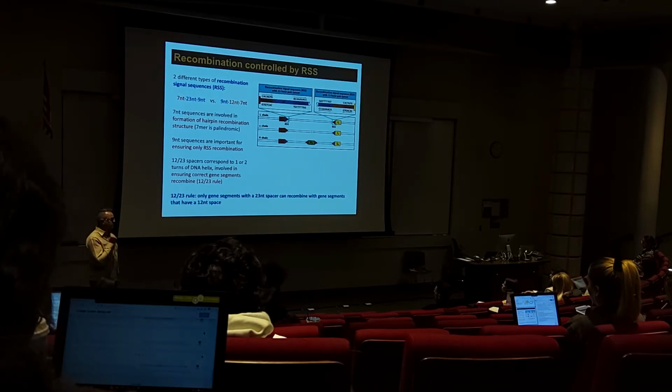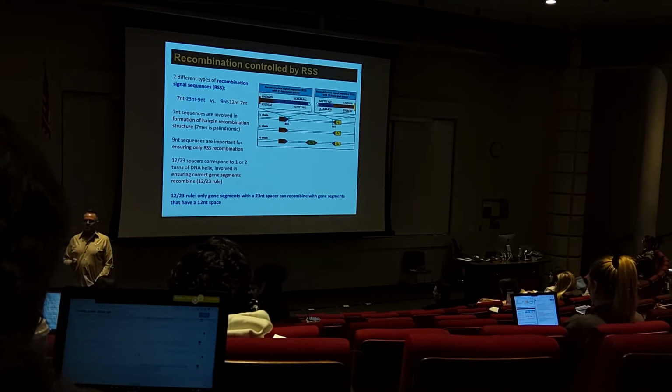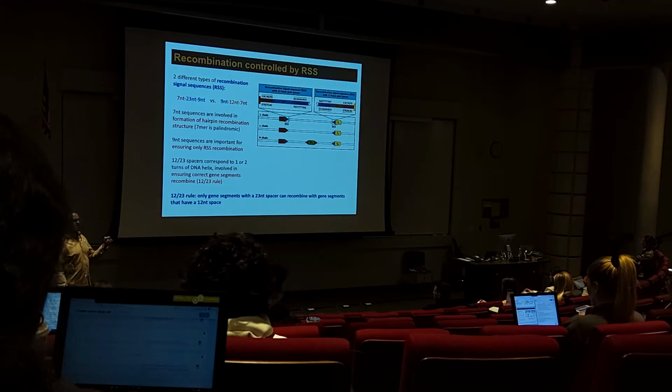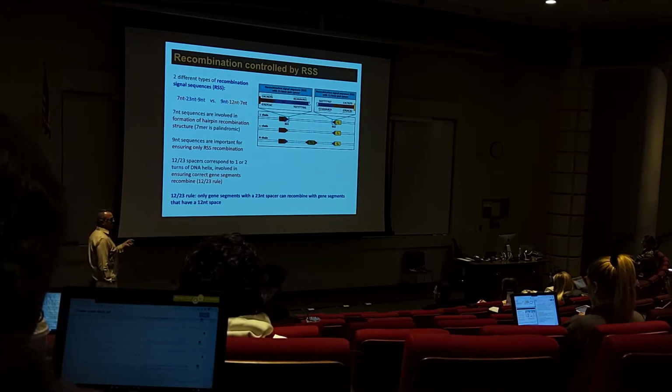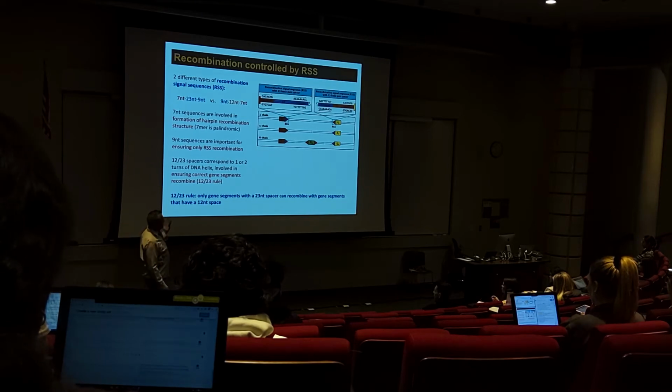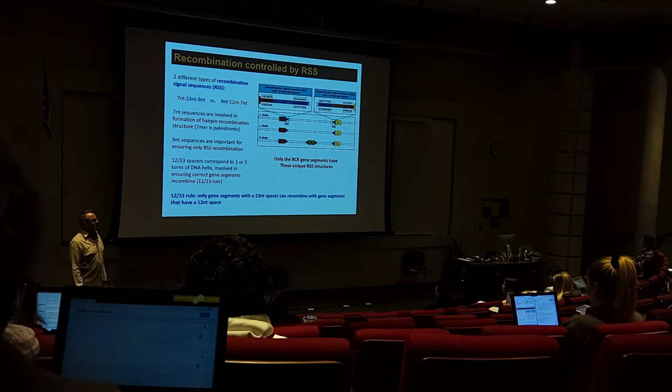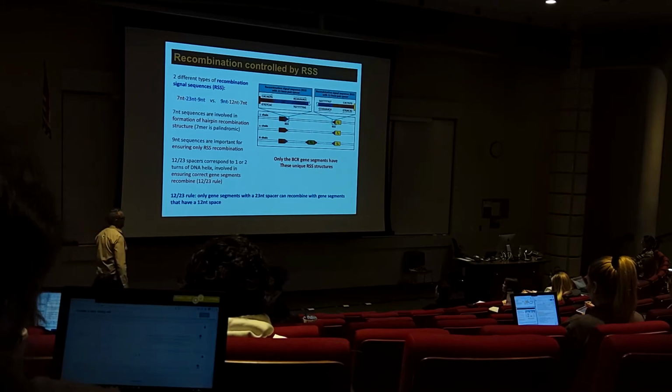Okay, so the 12-23 rule. I'm for sure going to ask you on the test, what is the 12-23 rule? You can only put together a gene segment that has a 12 nucleotide spacer RSS with a gene segment that has a 23 nucleotide spacer RSS. It seems like a weird process, but this is because you don't want to just start grabbing random bits of DNA, because that's how you get chromosomal translocations in cancer.